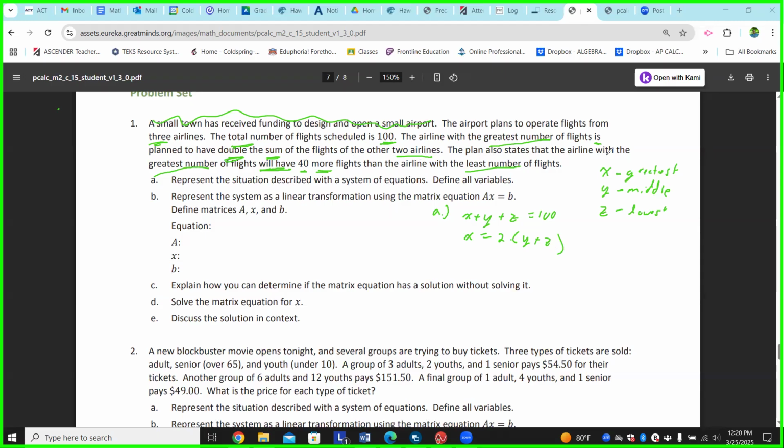The plan also states that the airline with the greatest number, what letter is that? X. Will have is another good equals sign. It's telling us what it will have. It's future tense, I guess you could say in English. We'll have 40 more flights. What's 40 more mean? Good, plus. So that'd be 40 plus the airline with the least number of flights. What letter is least? Z.